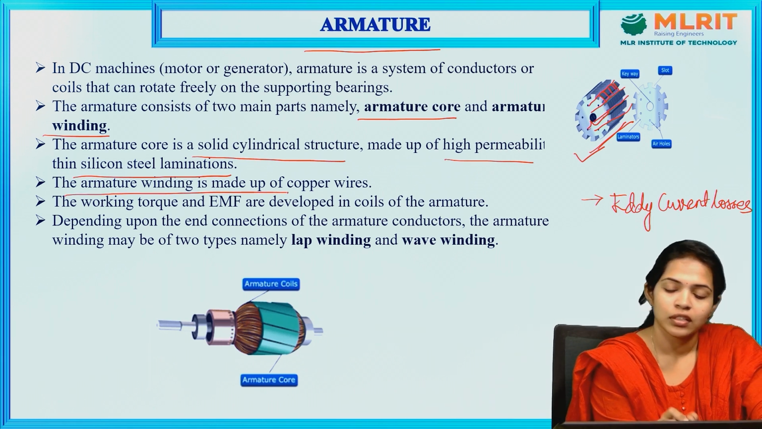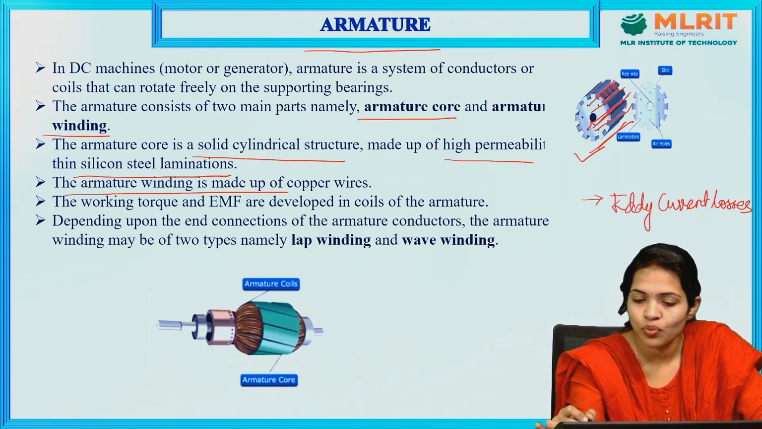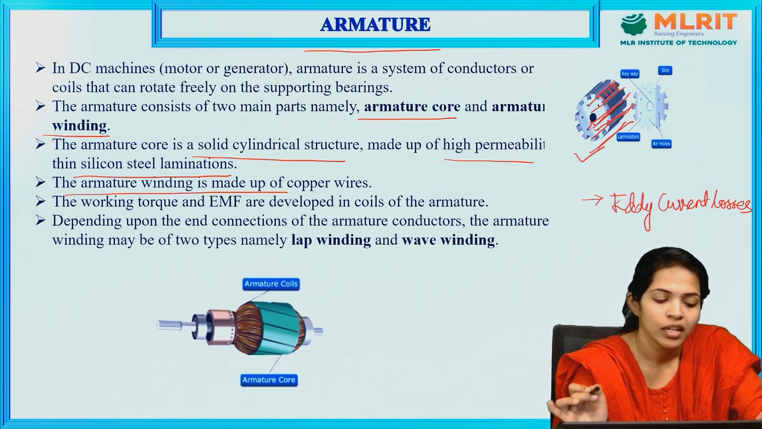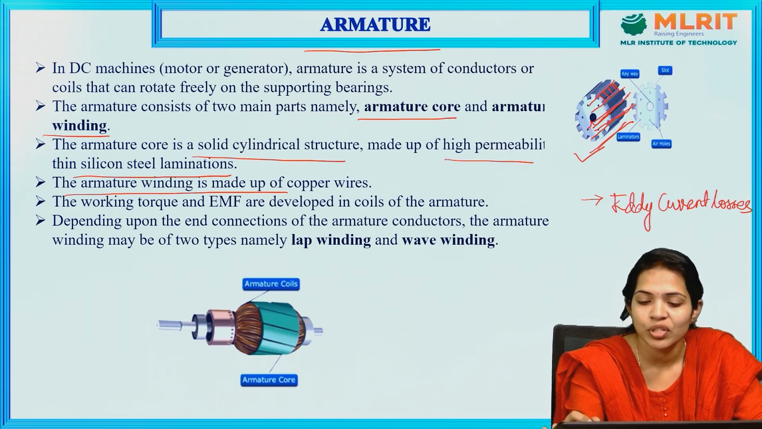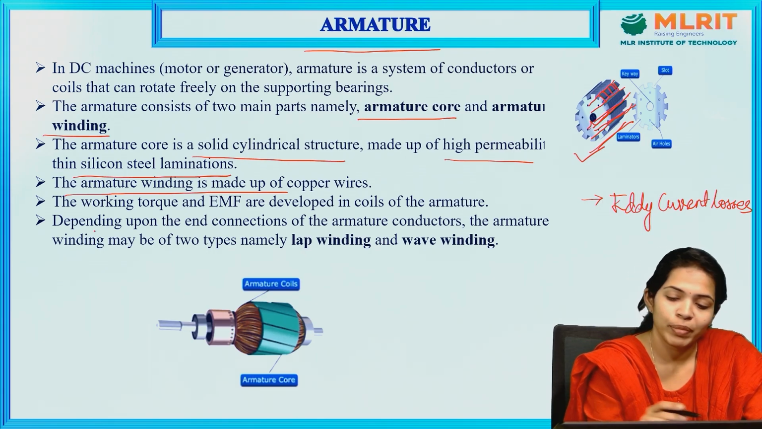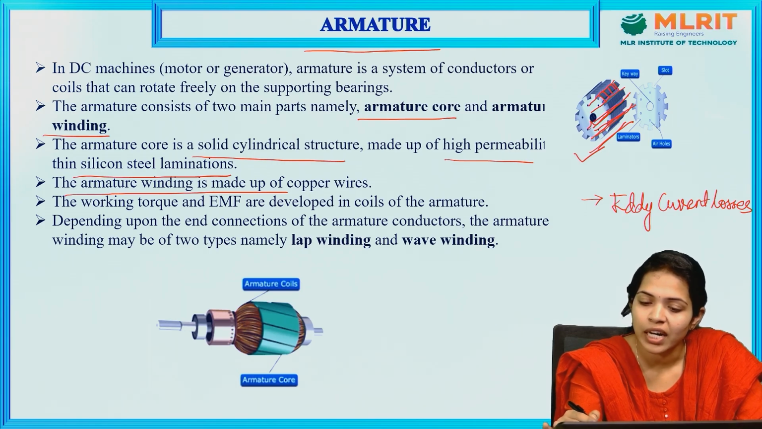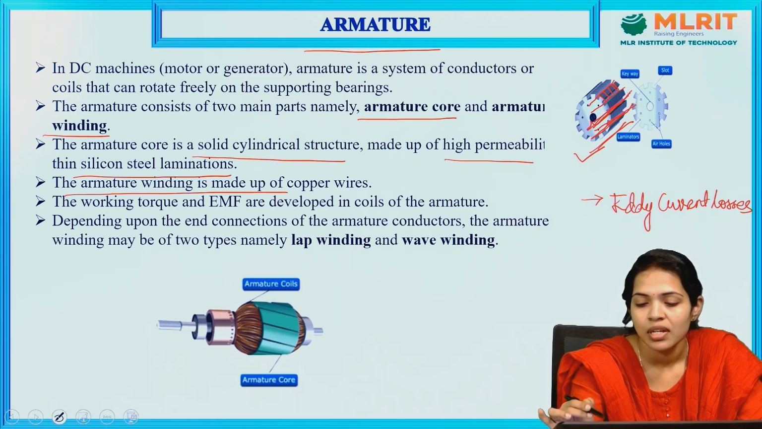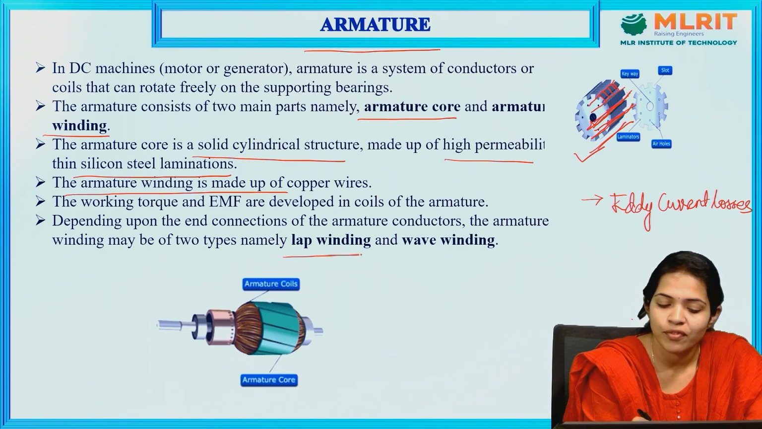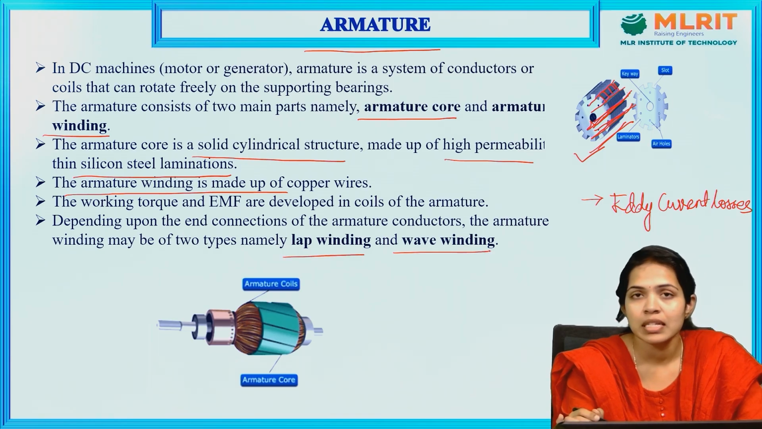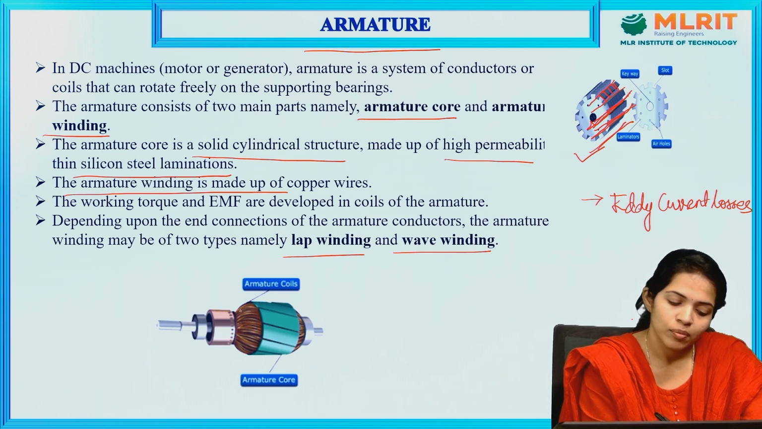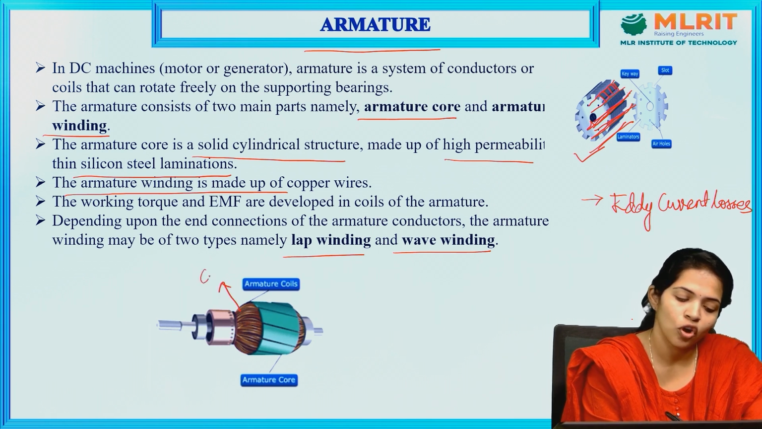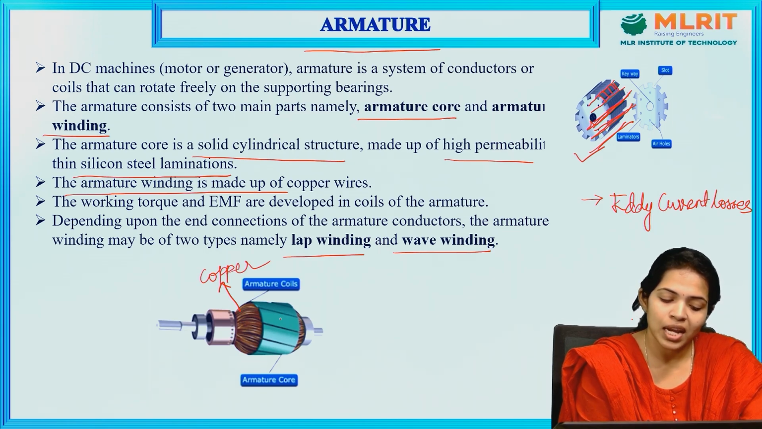Then, in these slots, the armature winding, which is made up of copper, is wound, in which the working torque and the EMF is generated in the armature coils. Depending upon the connection of these conductors in these toothed slots, the windings are of two types, lap winding and wave winding, which will be discussed in the further topics very clearly. So we can see here this material, which is brown in color, made up of copper, are nothing but your armature coils, and this is nothing but the laminated armature core.